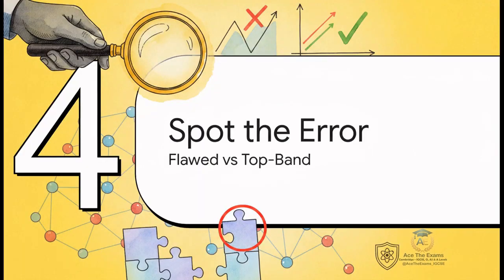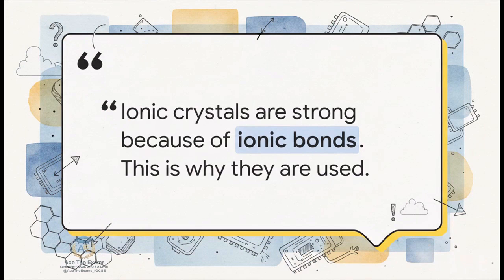Section 4. Flawed versus top band answers. Spot the error. Now let's put this framework to the test with an interactive 1-minute rescue challenge using a real student's answer. Take a look at this typical flawed answer. Ionic crystals are strong because of ionic bonds. This is why they are used in technology.